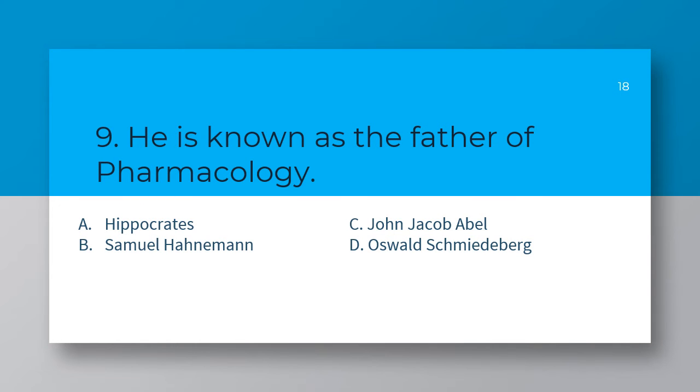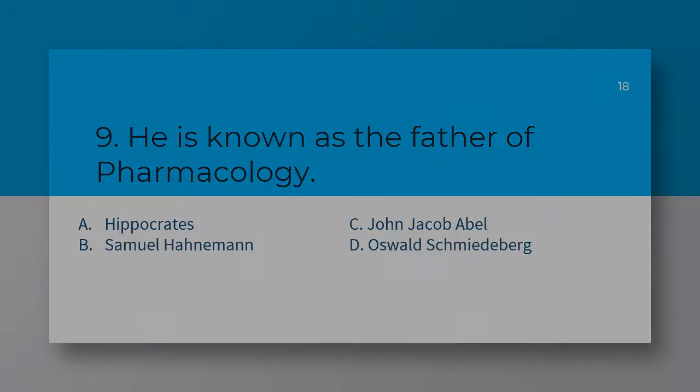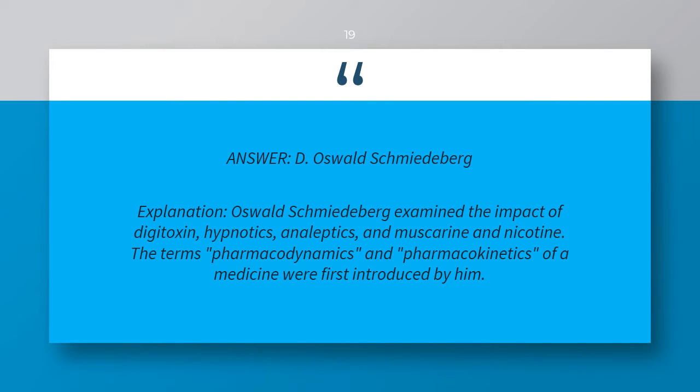Number 9. He is known as the father of pharmacology. The answer is D. Oswald Schmiedeberg. Explanation. Oswald Schmiedeberg examined the impact of digitoxin, hypnotics, analeptics, and muscarine and nicotine. The terms pharmacodynamics and pharmacokinetics of a medicine were first introduced by him.